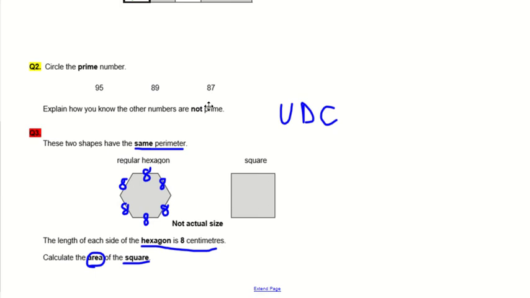So now I've reminded myself what the perimeter is. I'm going to start by finding the perimeter of the hexagon. So I've got 8, add 8, add 8, add 8, add 8, add 8. Well, there's a quicker way of doing that. I could do 8 multiplied by 1, 2, 3, 4, 5, 6, because a hexagon has 6 sides. And 8 times 6 is 48. So the perimeter of the hexagon is 48 centimetres. Now it says the perimeter of the square is also 48 centimetres.